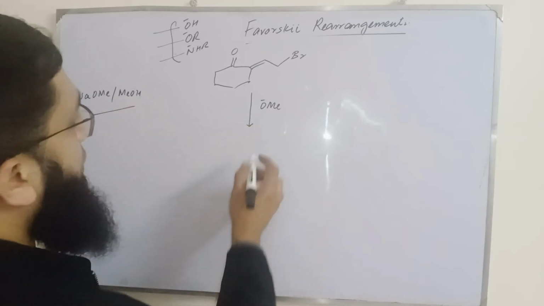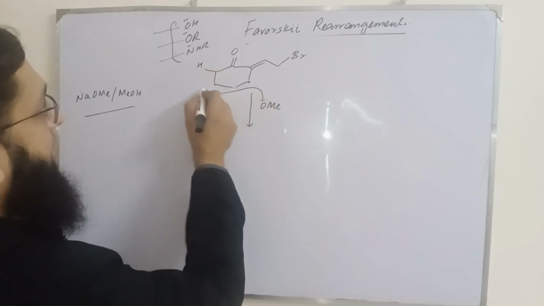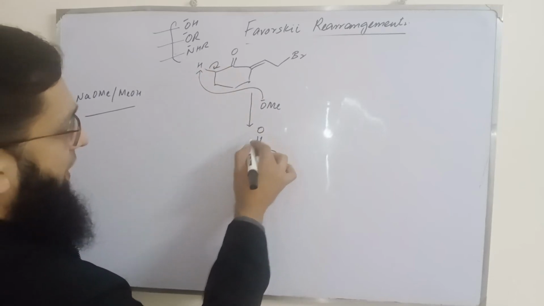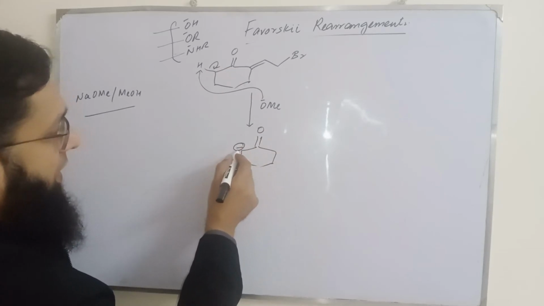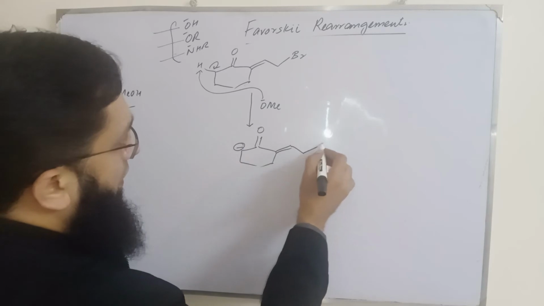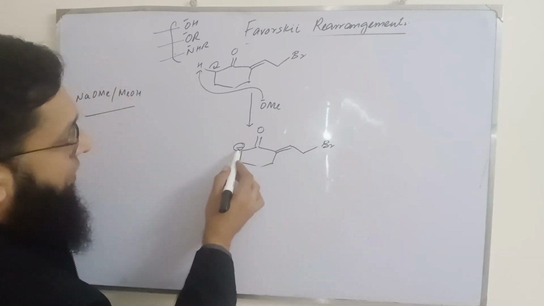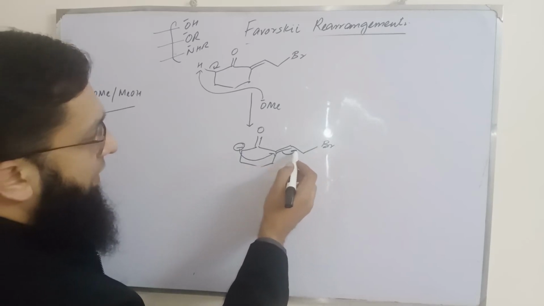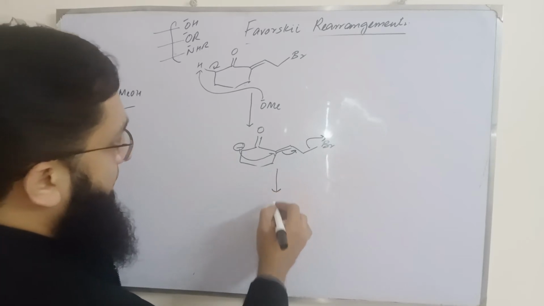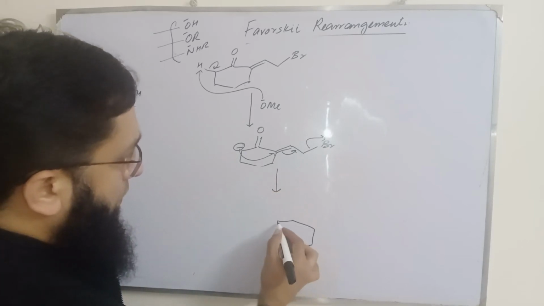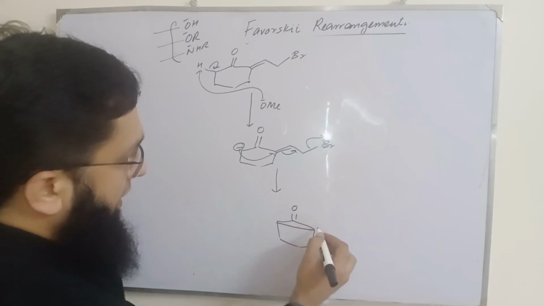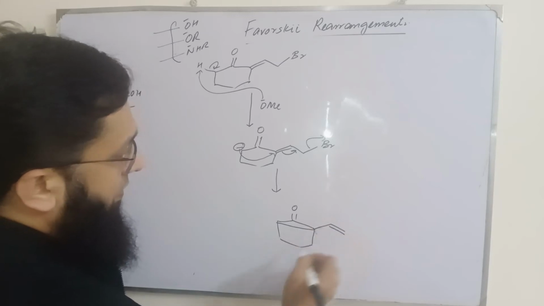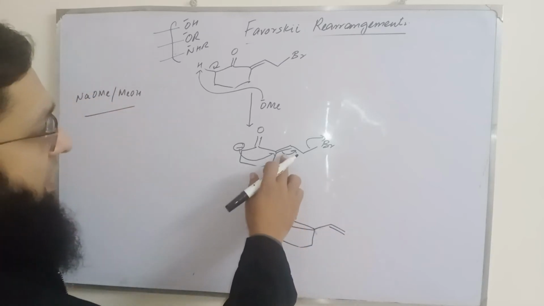So we use methoxide, and methoxide would take the proton from here, and as a result we would get the enolate, and a carbanion would be formed here. This would now attack on this carbon because we have a potential leaving group here. So in a conjugated manner it would attack, and we would get a cyclopropanone intermediate, and here we would get this double bond. Why did this happen?